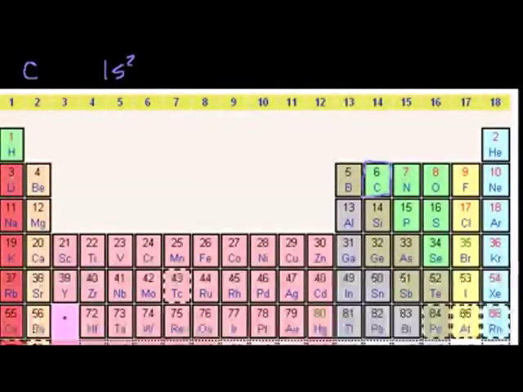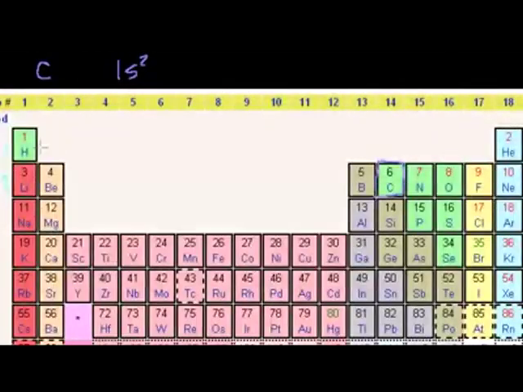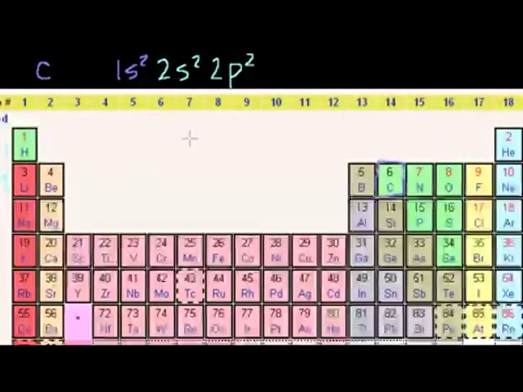So this is filling the 2s. We're in the second period right here. That's the second period. Let's see, 1, 2. So it fills these 2, 2s2. And then it starts filling up the p orbitals. So then it starts filling 2p, and we're still in the second shell. So 2s2, 2p2.